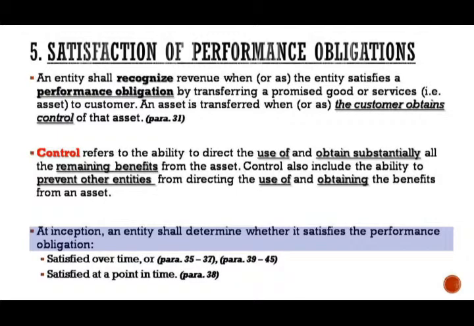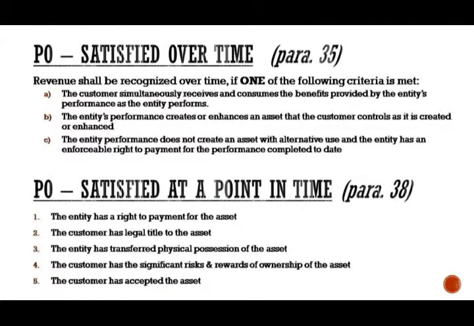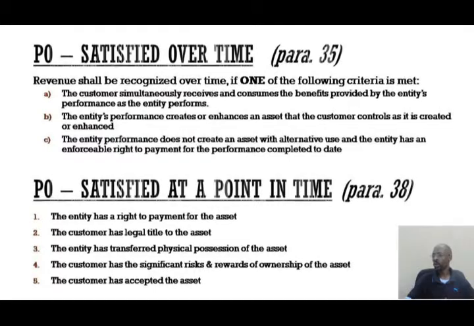Then, at the inception, we need to determine whether the performance obligation will be satisfied over time or at a point in time. Then, if we say performance obligations are satisfied over time, we are talking about one of the 3 criteria. Number A, it means that the customer simultaneously receives and consumes the benefits provided by the entity's performance as the entity performs. As the company performs, the customer is benefiting from our performance.